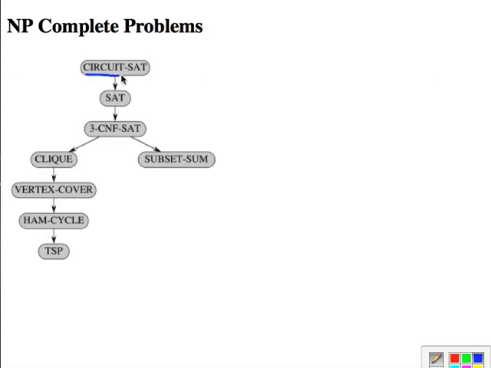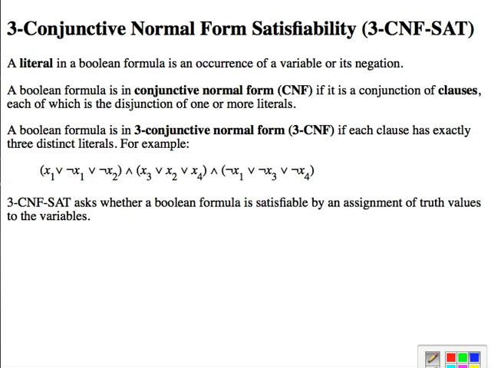So we have used circuit SAT to show that SAT is NP complete. Let's now go on to something called 3 conjunctive normal form satisfiability. 3 conjunctive normal form, what we're going to call a 3CNF, is a restricted version of a Boolean formula. And why might we want to do that?